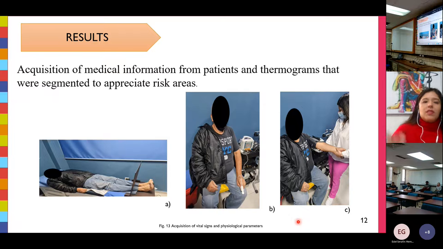Talking about the results, we also achieved a database and acquisition of medical information for patients, and thermograms that were segmented to appreciate the risk areas. In this part, we can see some images of patients. The first one, for example, is with the patients in the study. In the second one, we take all the vital signs with medical equipment, with all the protocol studies. And in the last one, we take the vital signs too.